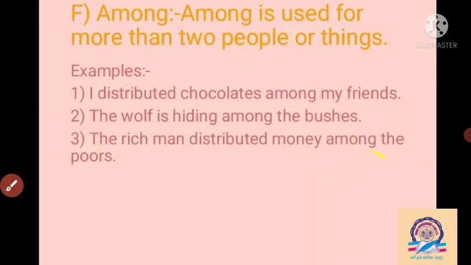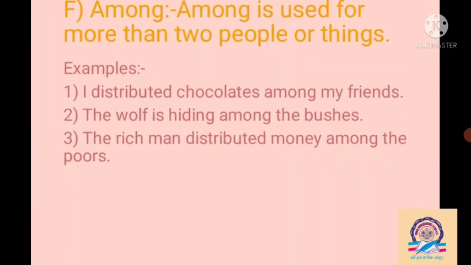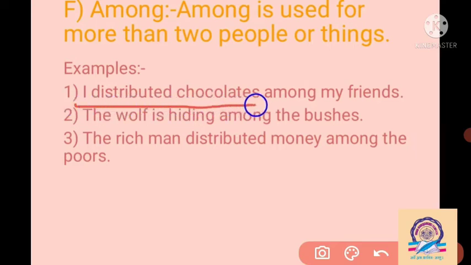Then among is there. Among means more than two people. If we want to talk about more than two people, at those times we have to use among. I distributed chocolate among my friends. So here more friends are there. Here I am not talking only about two friends. If more than two are there, at those times we have to use among.